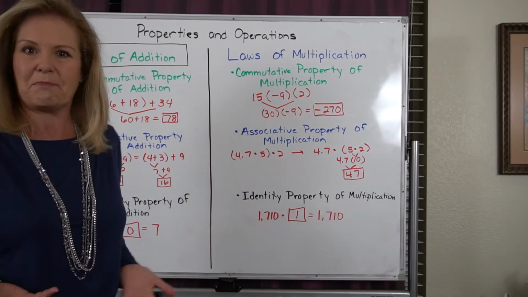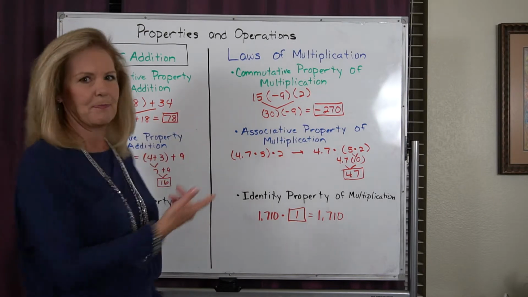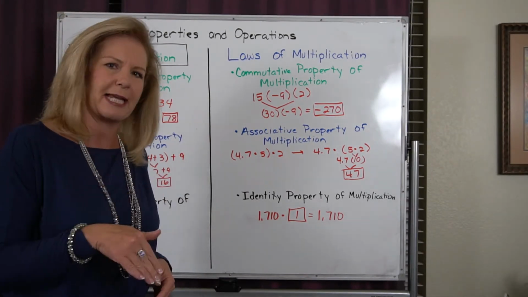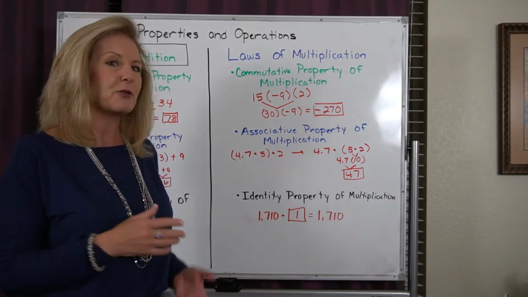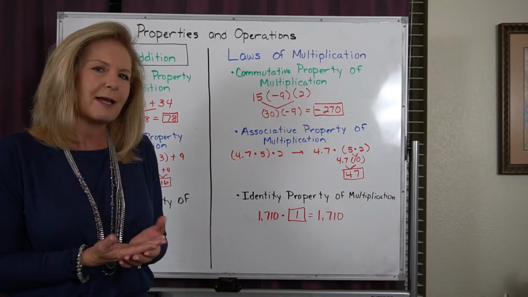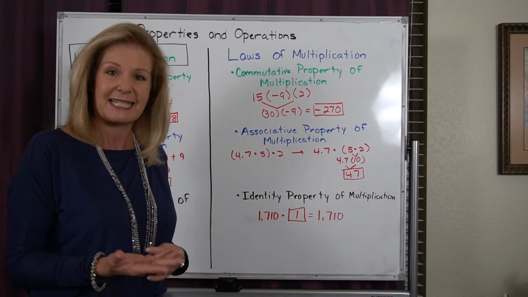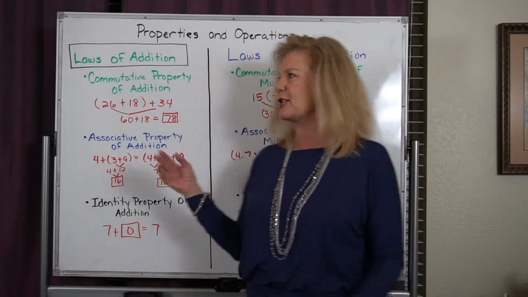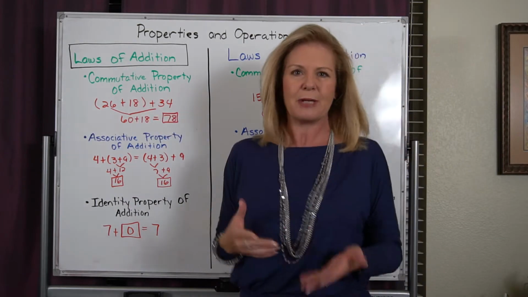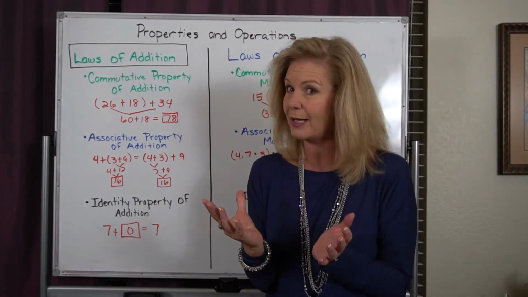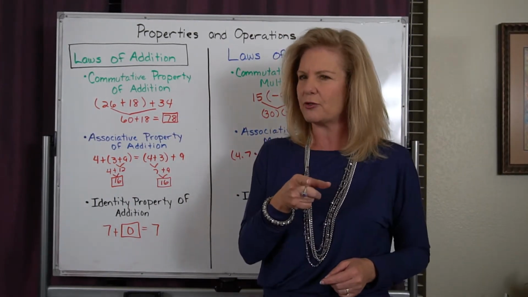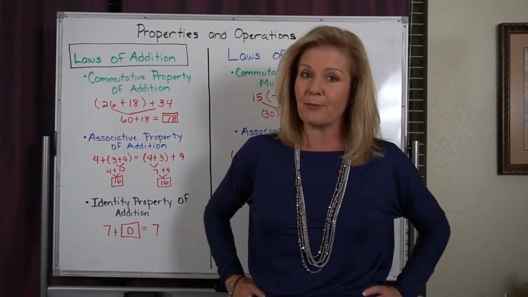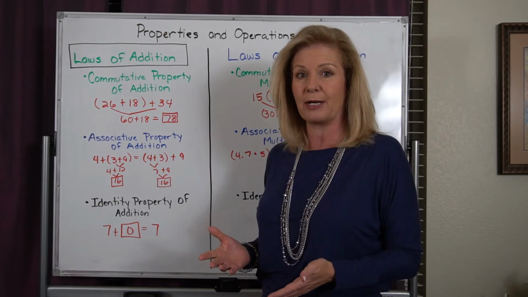Now, what does it mean? Well, let's start with the first one. Commutative has that word commute in it, which means to move. So really what we're doing is moving numbers around to help us see the answer more clearly. Let's take a look at addition. If I have this problem, 26 plus 18 in parentheses, so that means I have to do that first, then plus 34, well, according to order of operations, I should go into my parentheses.